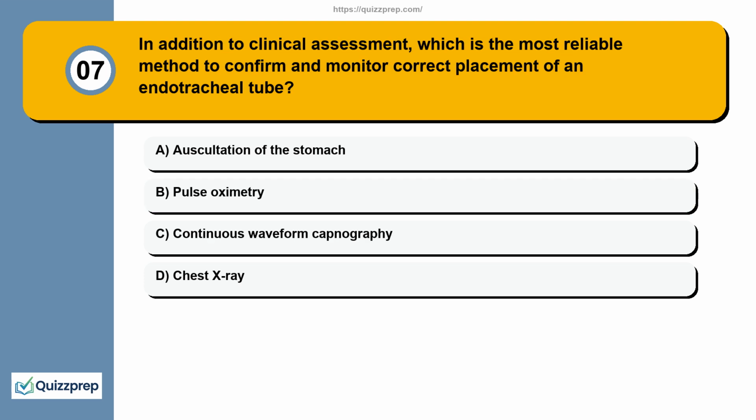Question 7. In addition to clinical assessment, which is the most reliable method to confirm and monitor correct placement of an endotracheal tube? Auscultation of the stomach, pulse oximetry, continuous waveform capnography, chest X-ray.